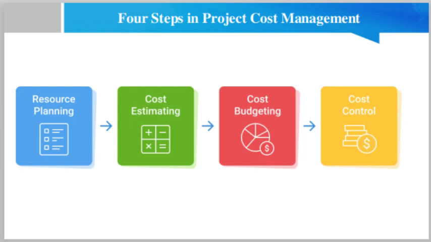So what are those 4 steps, friend? The process of successful project cost management is conducted systematically and usually involves 4 steps. What are those steps? Resource planning, cost estimation, budgeting, and controlling. So first we shall discuss resource planning.